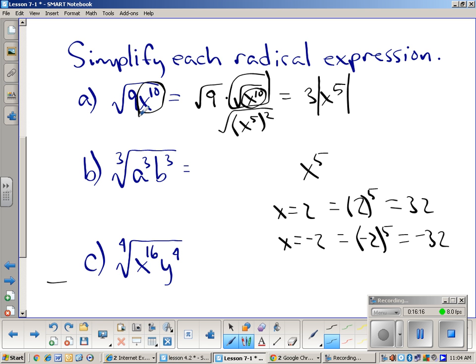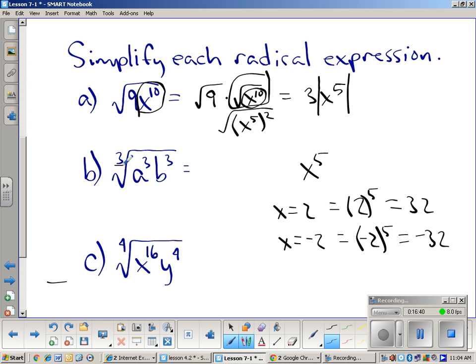Okay? So in this case, in part B here, I have an odd root, don't I? And so if I have an odd root, these could be odd numbers, they could be positive numbers, they could be negative numbers. The odd root will take care of it. So in this case, I'm not going to worry about absolute values.